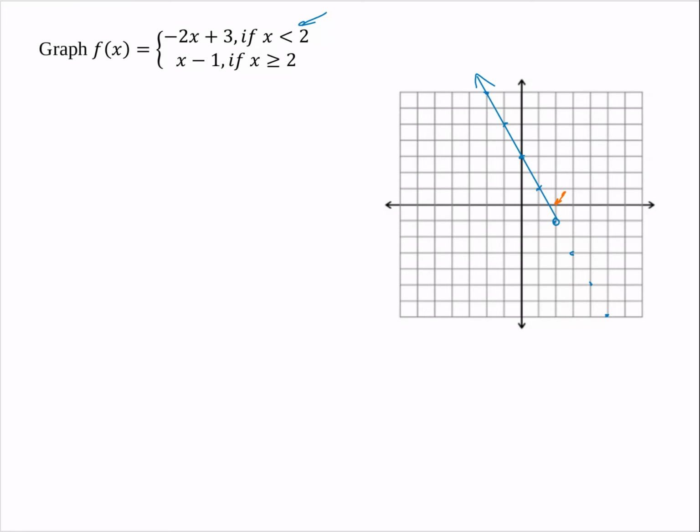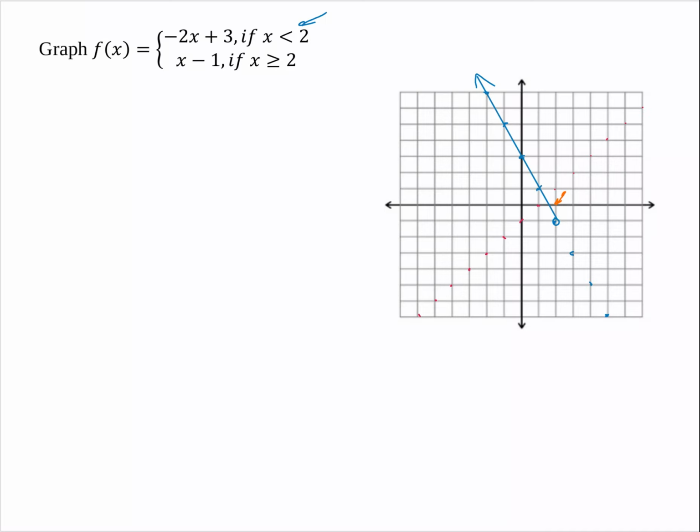The second piece. f of x equals x minus 1. Just think of it as y equals x minus 1 and graph it. Where do we go? Okay, so we start at negative 1 right there. And then we go up 1, right 1 a bunch of times. And we could go down 1, left 1 a bunch of times. So that's where y equals x minus 1 normally lives. But where is it going to be actually graphed for this piecewise function? 2. We're going to start at 2.